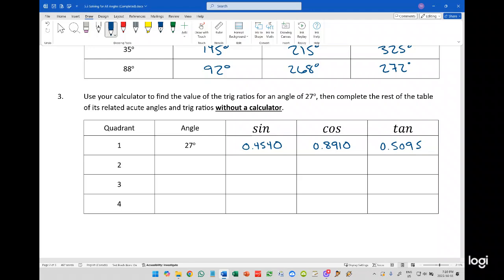Now what I want to do is find the three related angles and put in their sine, cosine, tan ratios, but without touching a calculator. Okay, so first of all, the second quadrant one is going to be the 180 minus 27. That's 153 degrees. The third one is going to be 180 plus 27. That's 207 degrees. And the last one, if you can picture it in your head, is 360 degrees minus 27 is 333 degrees.